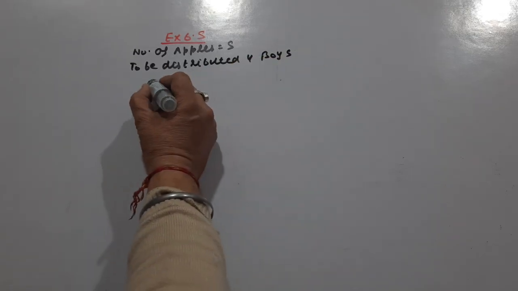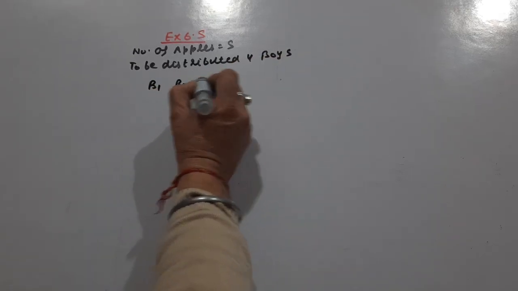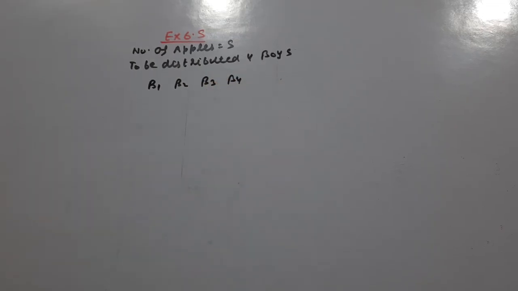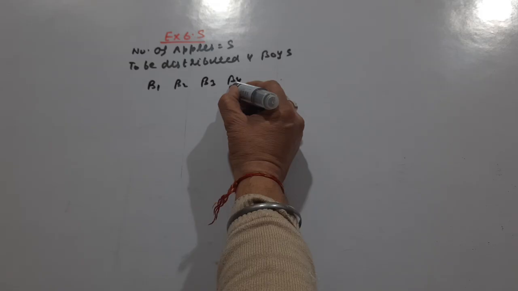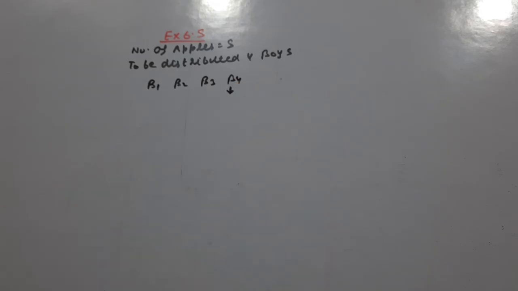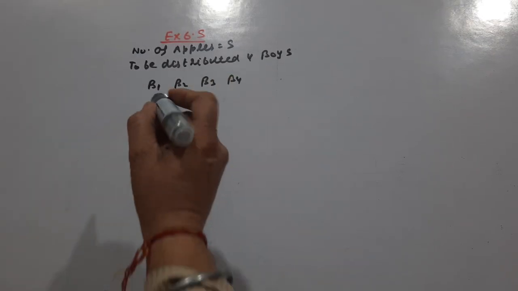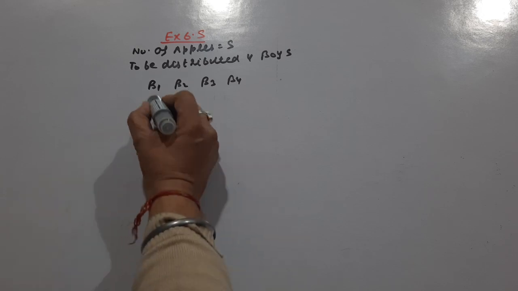So suppose this is boy 1, boy 2, boy 3 and 4th boy. Now first apple can be given in 4 ways. जो first apple है हम वो किसी भी boy को दे सकते हैं. So first apple can be given in 4 ways.